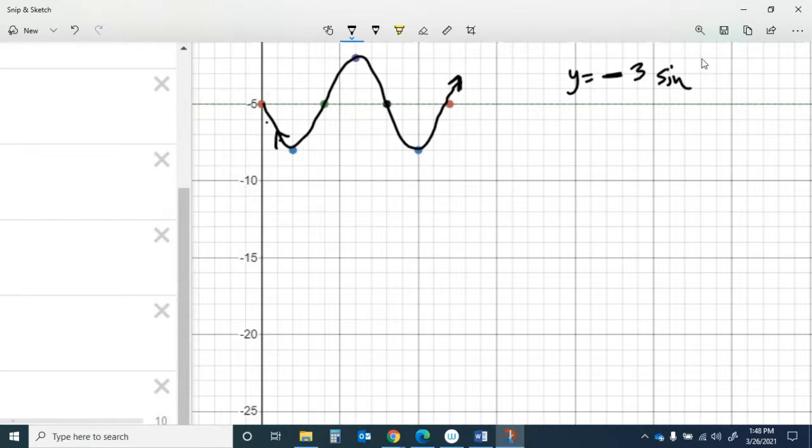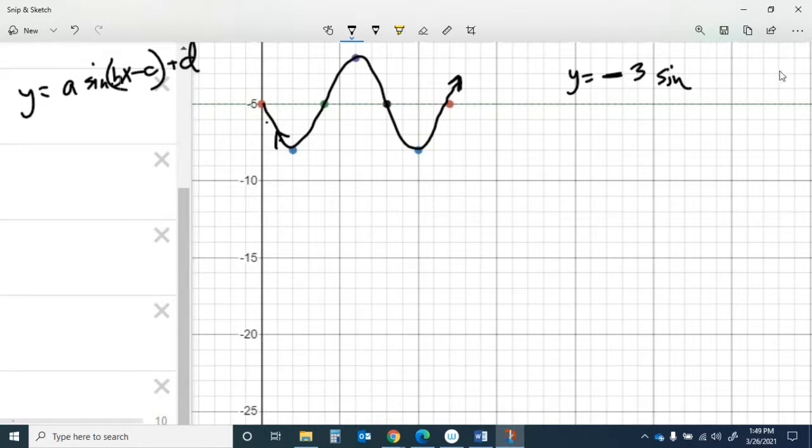Normally it's going to be B. Remember your standard form: y equals A, which is the leading coefficient, times the sine of B times x minus C, plus the vertical shift D.